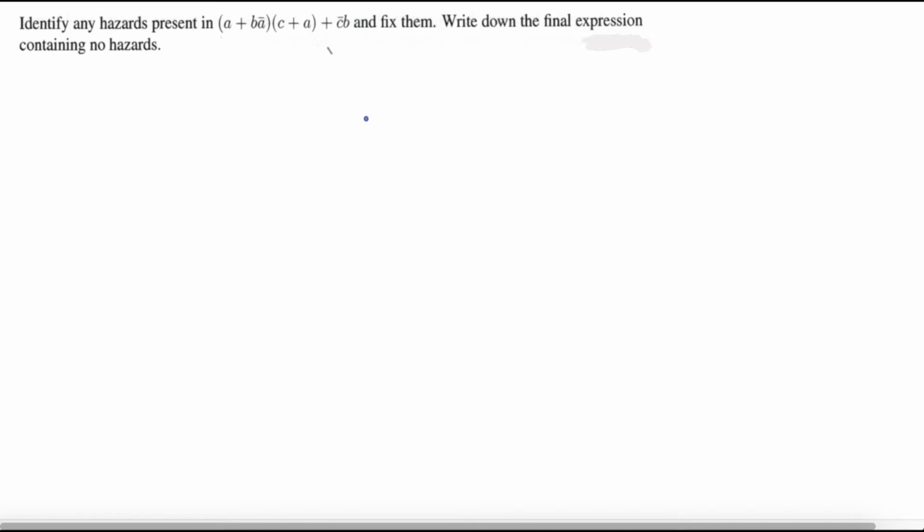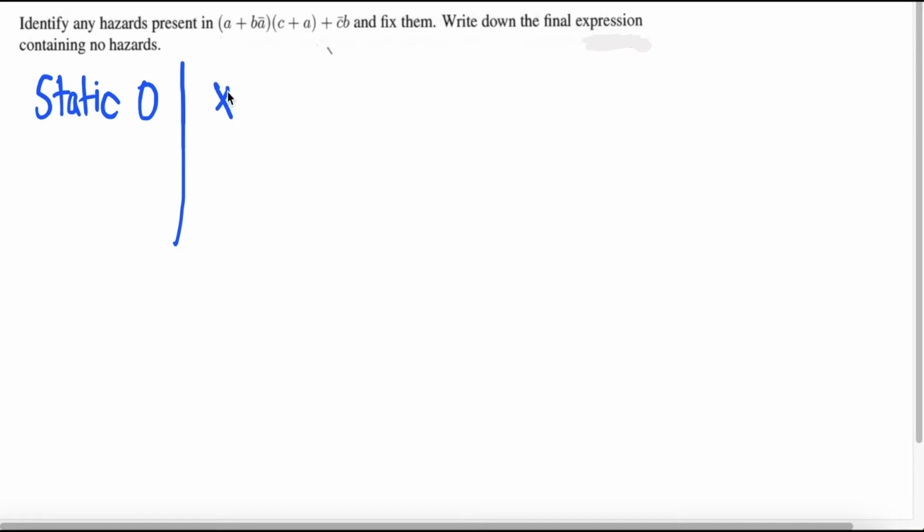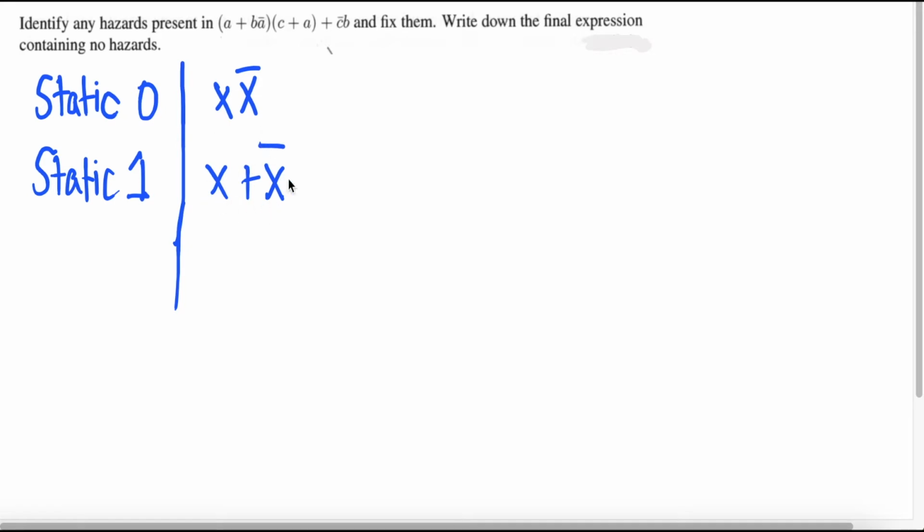Okay, so there are four main types of hazards that we're going to look for. So we're going to create a little chart here. We have static 0, which is known as x bar. So if we get the final ending to be x bar, then we have a static 0 hazard. Then we have another hazard called static 1. Static 1 is known as x plus x bar. So for example, A plus A bar, B plus B bar. We're looking for this as a static 1 hazard.